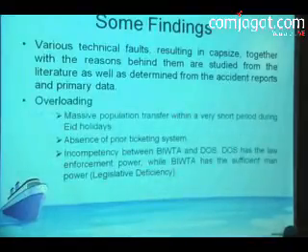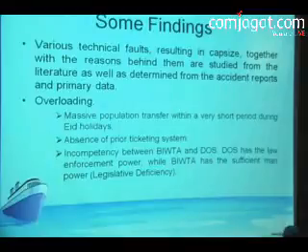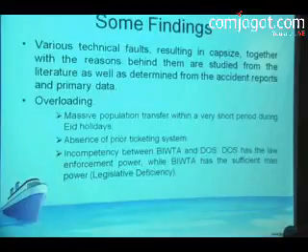The next thing is overloading. I think some of you are not familiar with this, but it is a common phenomenon in Bangladesh. Overloading is caused by the massive population transfer within a very short period during Eid holidays, absence of a prior training system, and the incompetency between BIWTA and DOS. The Department of Shipping has the law enforcement power, but it doesn't have sufficient manpower. While BIWTA has sufficient manpower with 22 individuals, it doesn't have the way to enforce the law.